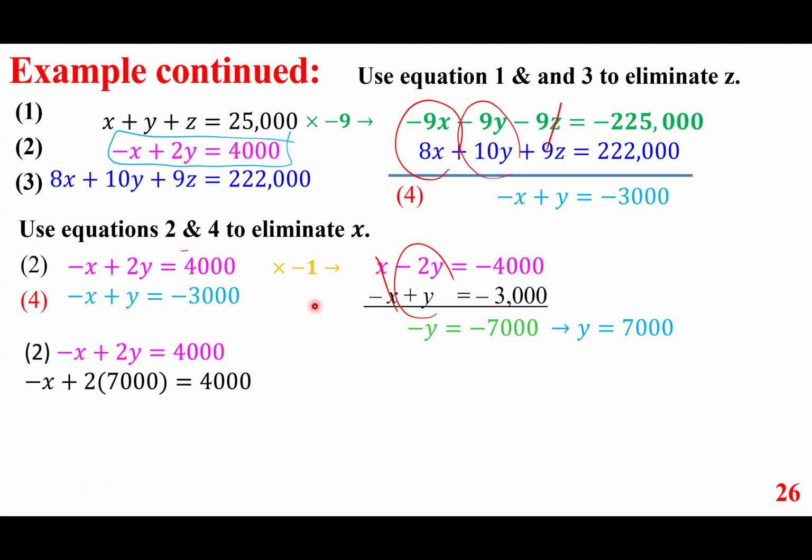So if you go to number 2, minus x plus 2 times 7,000 is 4,000. And that becomes 14,000, this one. And if you subtract it, you get negative 10K. And so x becomes 10,000. Okay. It's very straightforward, everybody.